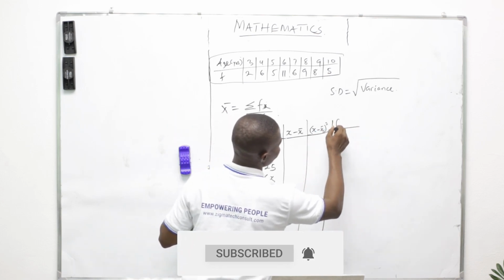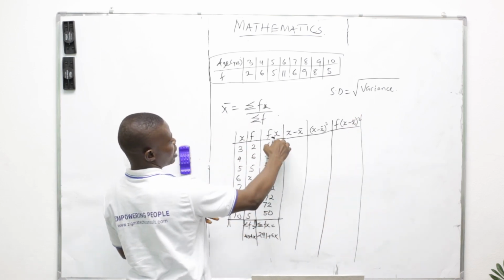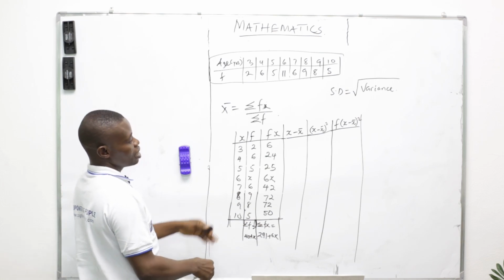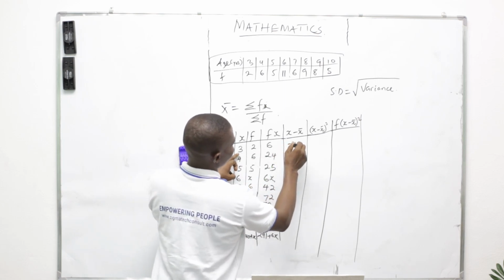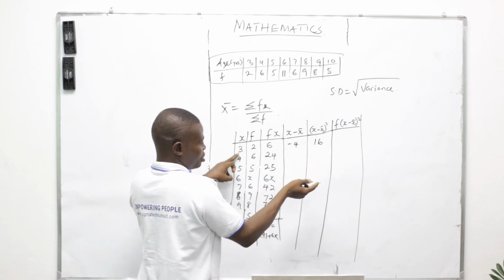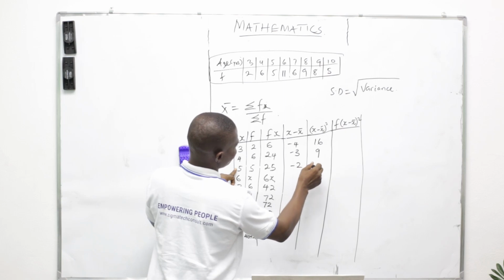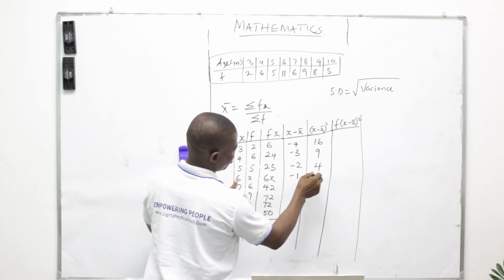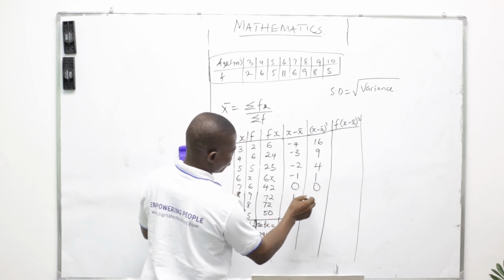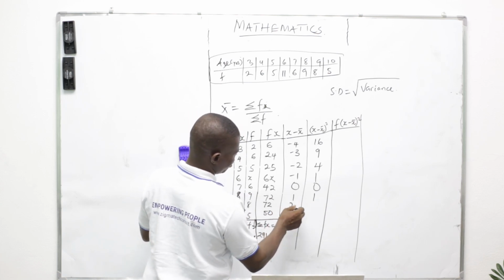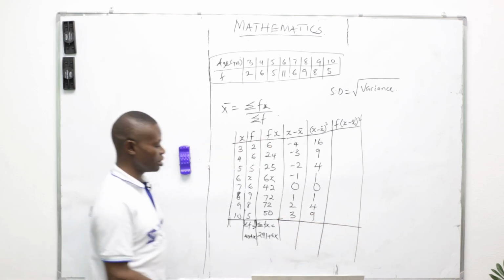So the next we need is f into x minus x bar all square. Now, x minus x bar, what is the mean? Mean has been given to us already, which is 7. Meaning 3 minus 7 is minus 4. Square of 4 is 16. 4 minus 7 is minus 3. Square of 3 is 9. 5 minus 7 is minus 2. 2 square is 4. 6 minus 7 is minus 1. 1 square is 1. 7 minus 7, 0. 0 square is 0. 8 minus 7 is 1. 1 square is 1. 9 minus 7 is 2. 2 square is 4. 10 minus 7 is 3. 3 square is 9. As easy as ABC.